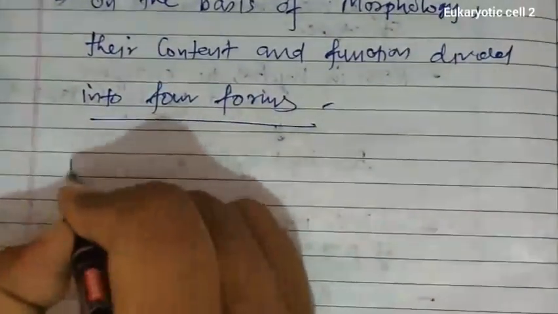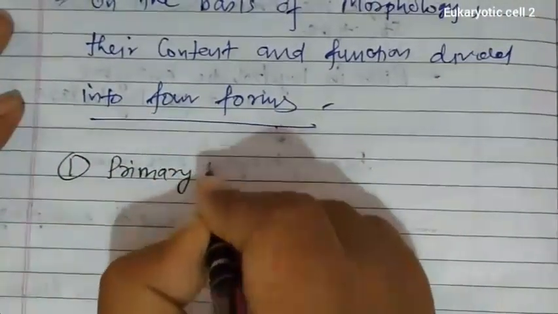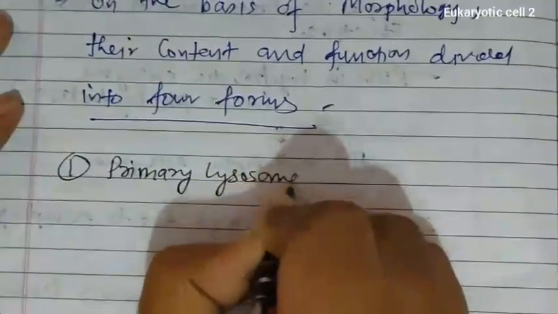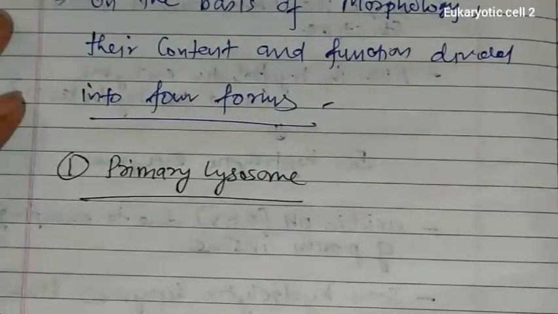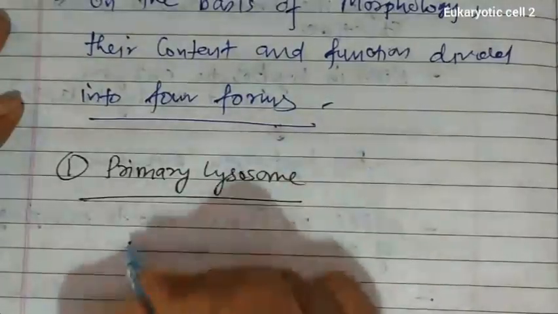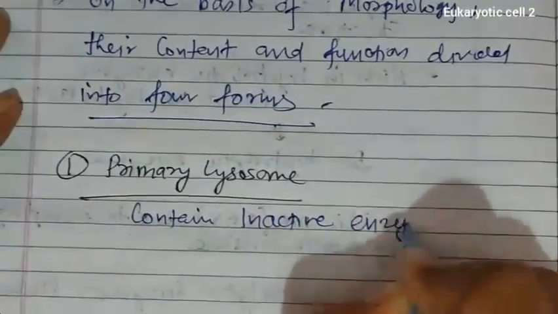Number one, primary lysosome. Now primary lysosomes are sac-like, small vesicle-like structures which are produced from the Golgi apparatus at the trans face, and they contain inactive enzyme.